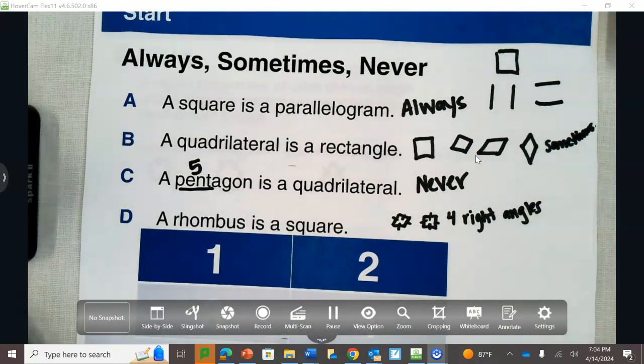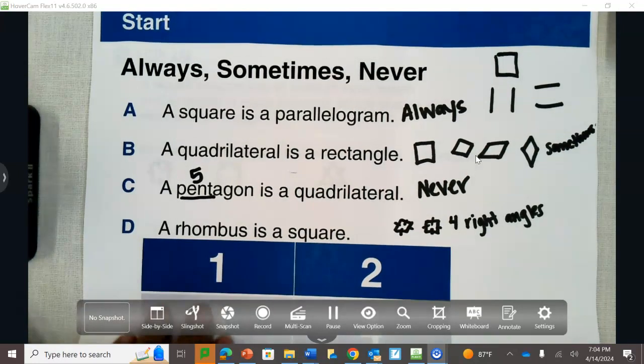And D, a rhombus is a square. A rhombus is similar to a square because it has parallel sides and 4 equal sides, but a rhombus does not have to have 4 right angles. So sometimes a rhombus could have 4 right angles because it is a square, but a rhombus does not have to be a square.